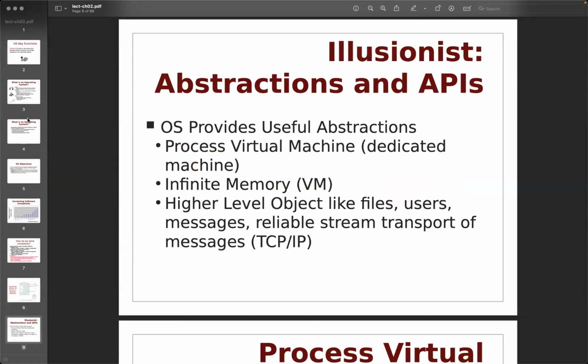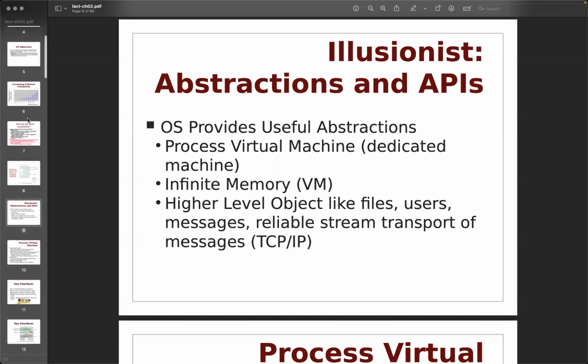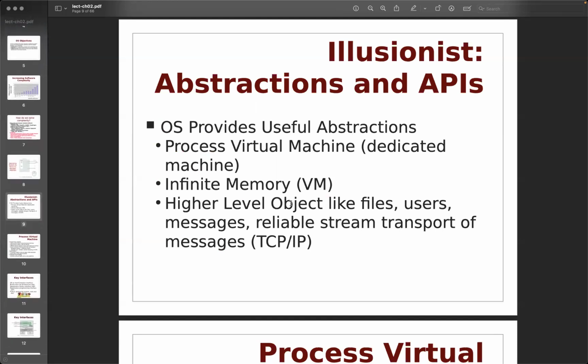Okay. So we also provide useful abstractions. We have a process as a virtual machine, and we have virtual infinite memory. It's infinite, but it depends on the hardware. And also high level objects like files, users, sending messages, all this. Now back to what we talked about, TCP/IP. It handles all these abstract things through an API.